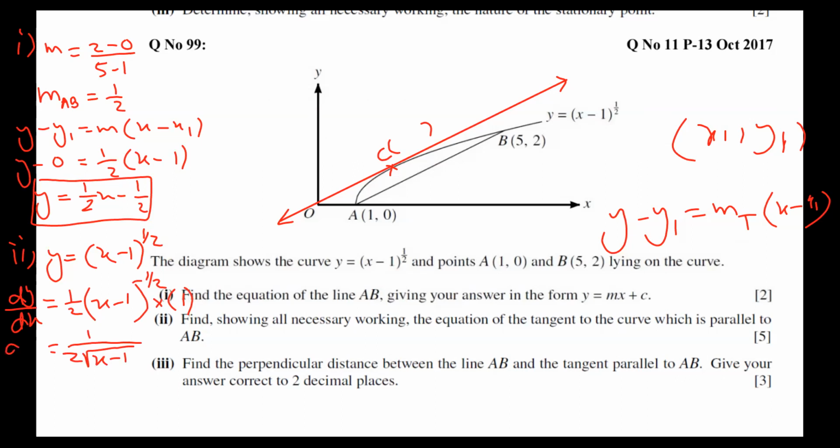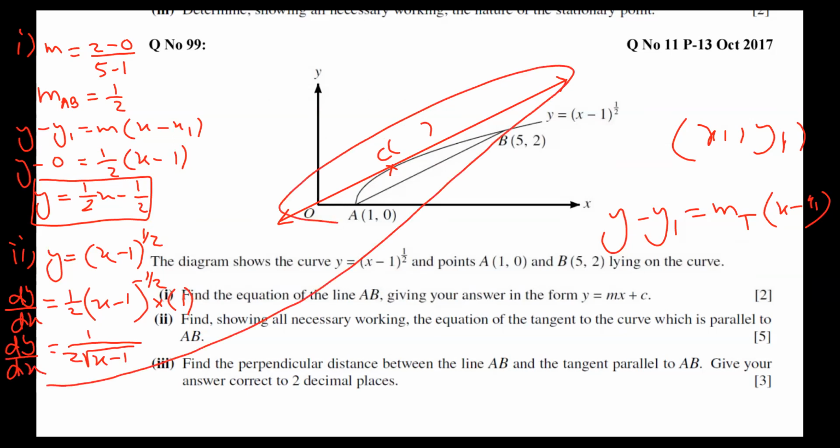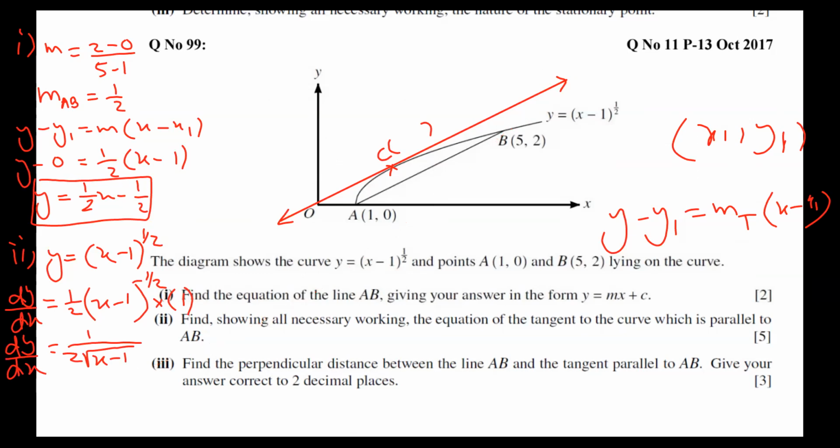After rearrangement, I get this kind of equation. Now the interesting part: according to the statement, the tangent and line AB are parallel to each other. Repeat again, the tangent and line are parallel to each other. So this half, I can plug in here. So I'm putting here dy over dx is equal to half. Why am I replacing half here?